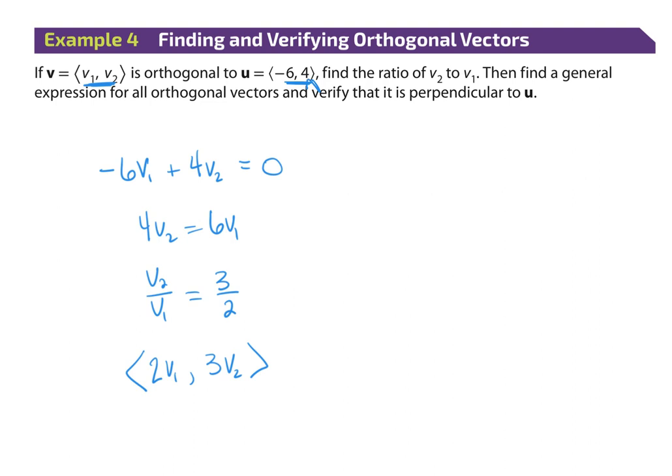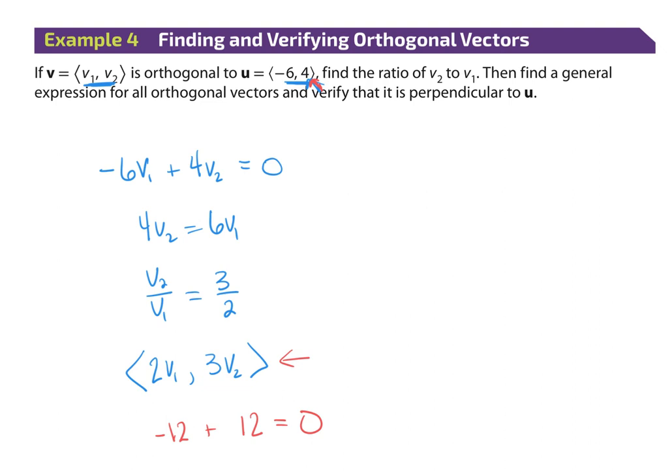Why? Well, look at this guy. Right here, negative 6 times 2, negative 12, plus 3 times 4, 12. So no matter what my x's and y's are, this represents all of them that are perpendicular to that guy. That represents all of them that are perpendicular to it. And so you can just basically take those two, find the dot product, and then set it equal to zero and solve for a ratio. You've created a ratio between them.